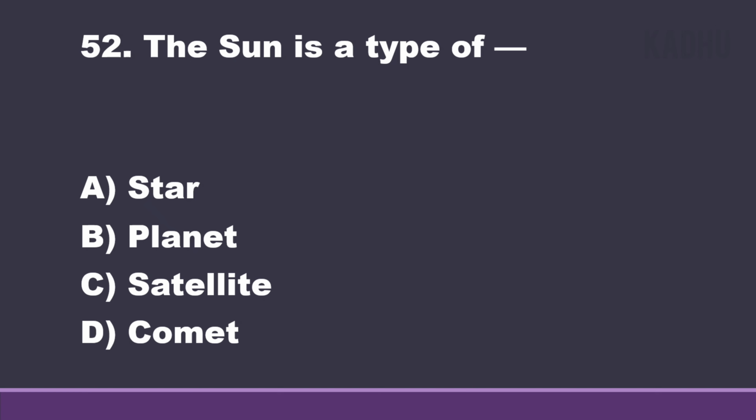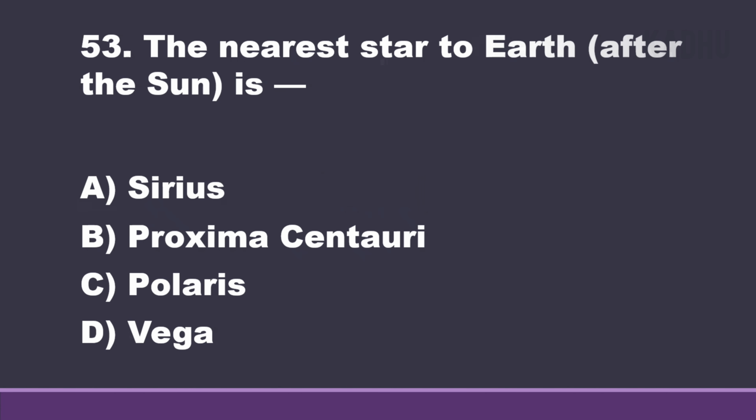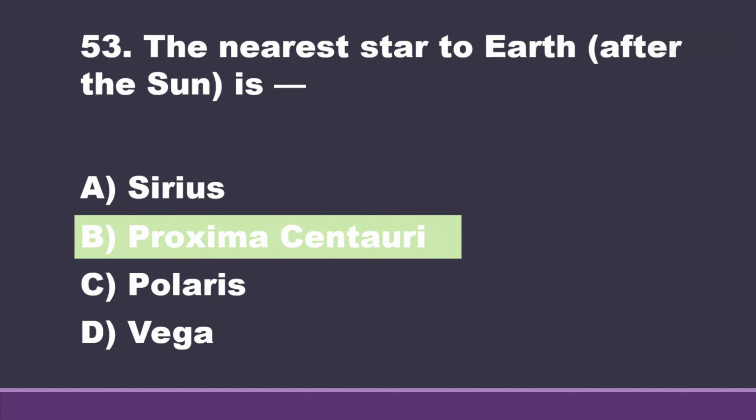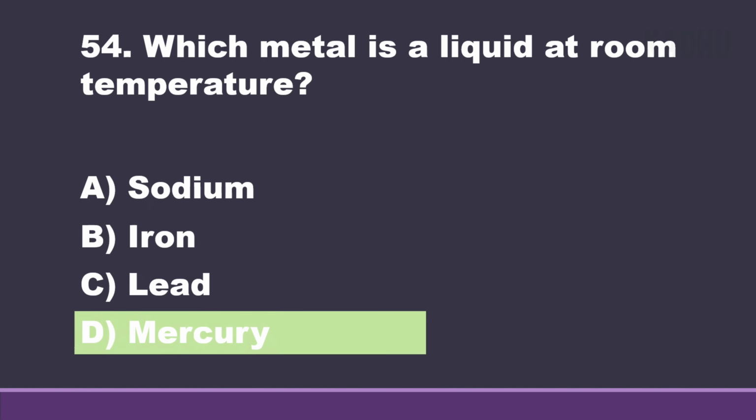The sun is a type of, as we all know, star. Sun is a star, so option A will be the correct answer. The nearest star to earth after the sun is, option B will be the correct answer, Proxima Centauri. Next question, which metal is liquid at room temperature? Option D will be the correct answer, mercury is liquid at room temperature.